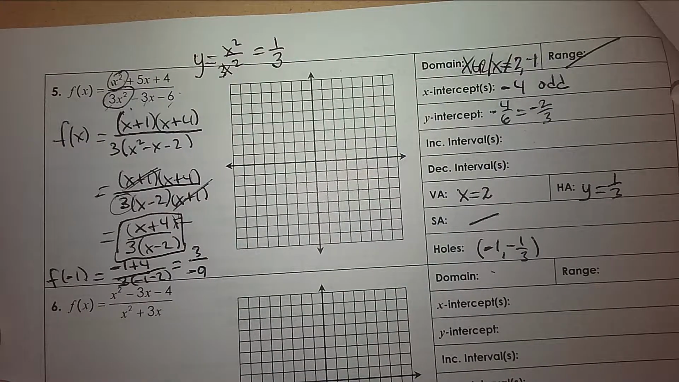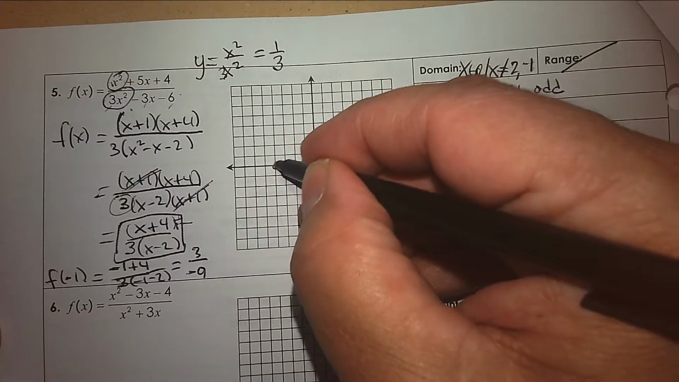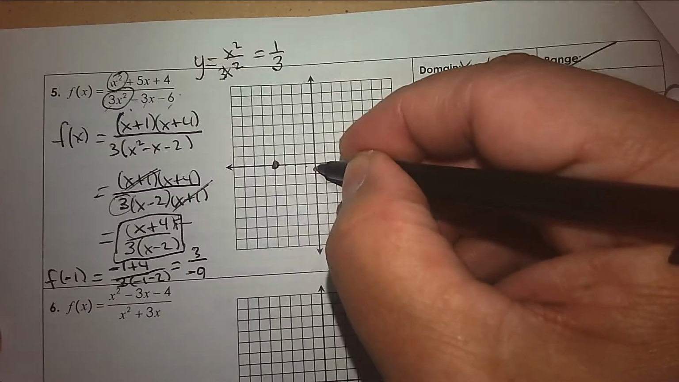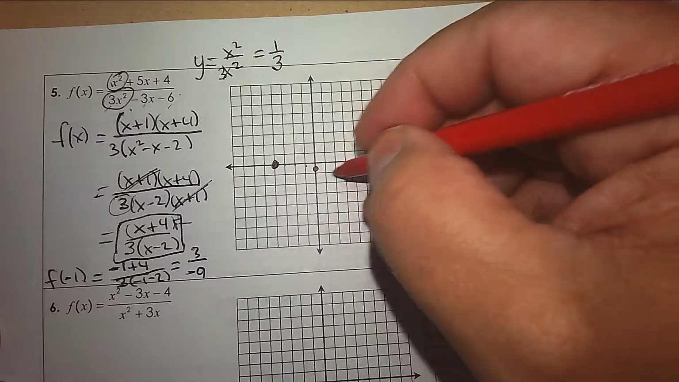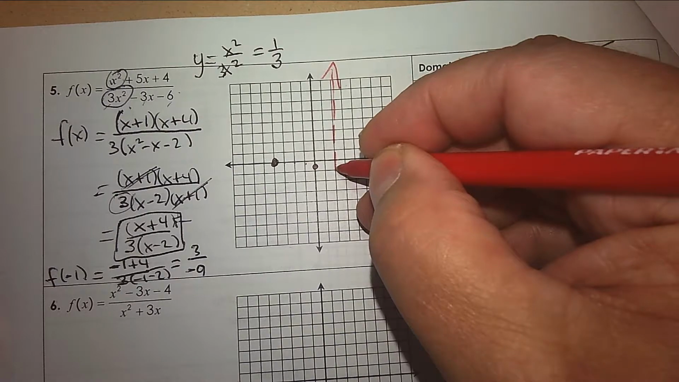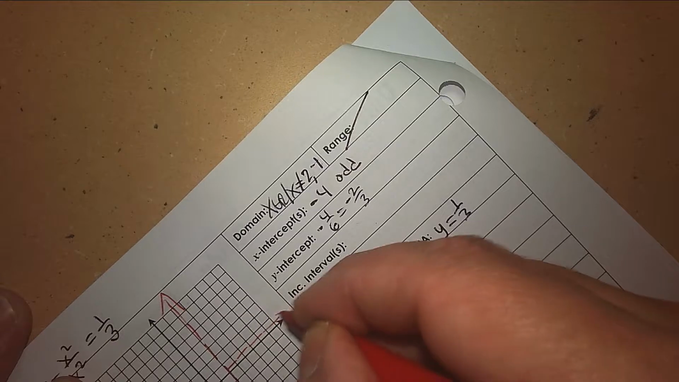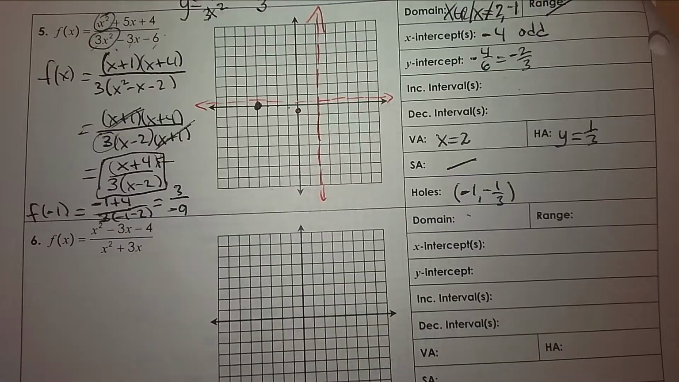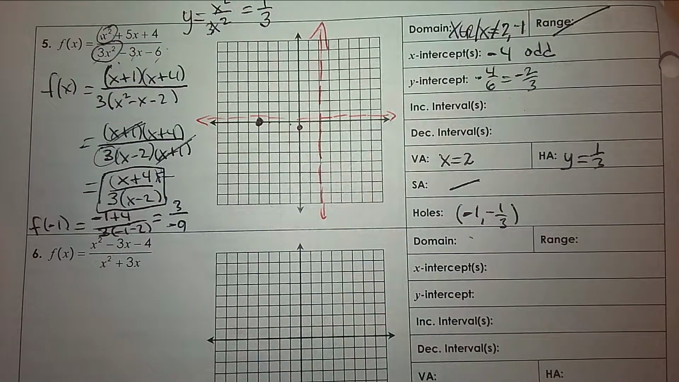So to start the graph, I'm going to start at the x-intercept, which is at -4. We have a y-intercept at -2/3. We're just going to estimate it. We have a vertical asymptote at 2. And we have a horizontal one at 1/3, which is just barely above the axis. We also have a hole at -1 and -1/3.